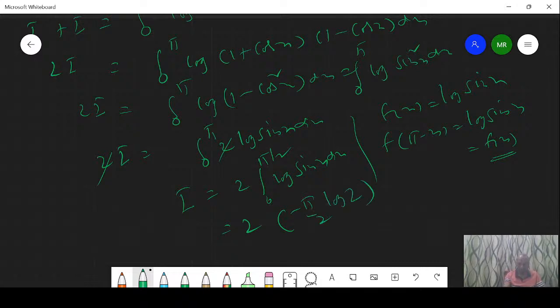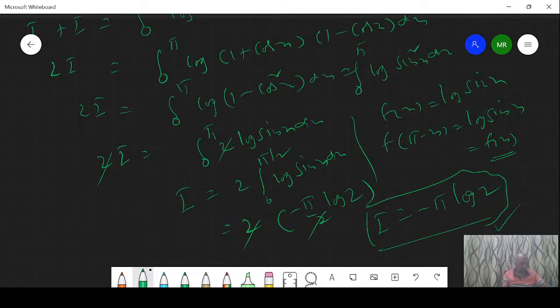Minus pi by 2 log 2. You can remember this is minus pi by 2 log 2. The 2 cancels here. Your answer is I is equal to minus pi log 2. That's the required answer here. The integral from 0 to pi of log of 1 plus cos x dx is minus pi log 2. That is the required answer.